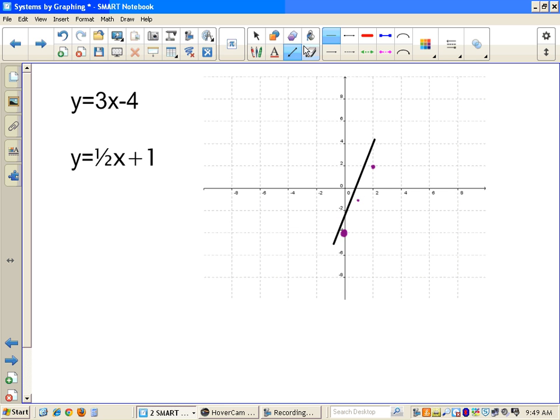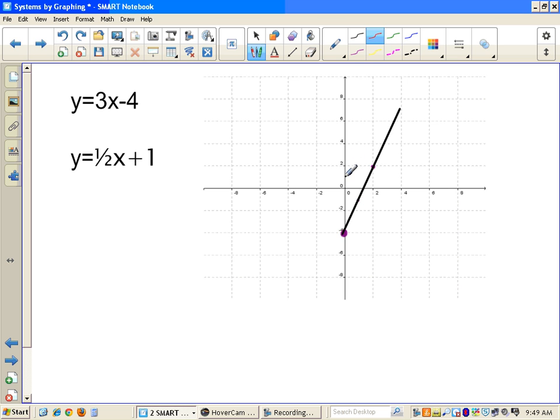That's kind of off. Let's try again. That's better. And then this equation, we're going to start at positive 1. And go up 1 over 2 for my slope. Up 1 over 2. So again, draw a line. And so hopefully you're saying right away, oh look, there's an intersection here of 2, 2. And so the intersection point is 2, 2.